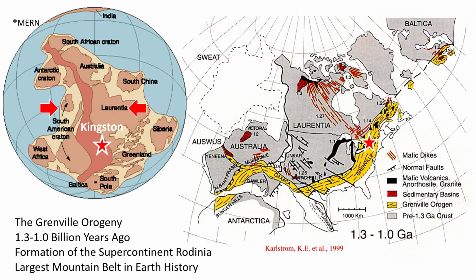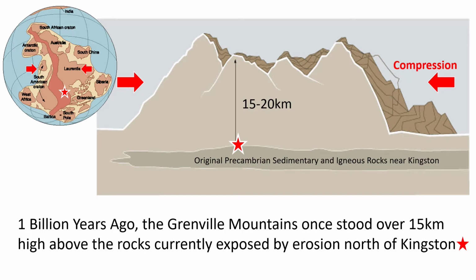This was an enormous mountain range that spanned pretty much all land masses on Earth, and Kingston was right in the middle of it. This was the largest mountain range the world has ever seen, and it was central to the formation of the supercontinent Rodinia. This mountain range stood 15 to 20 kilometers above the rocks that are now exposed around Kingston.